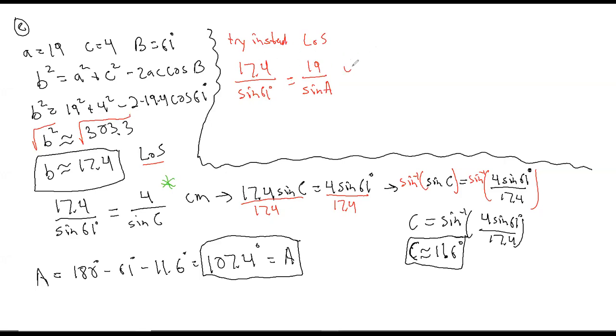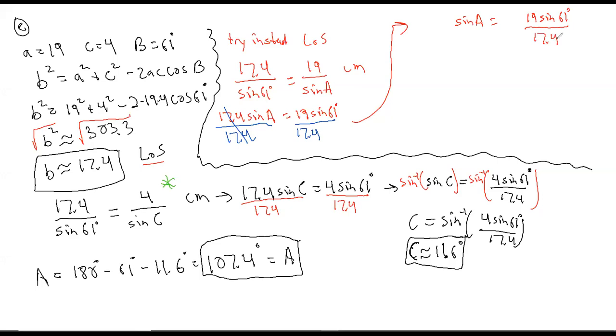So we cross multiply, which will give us 17.4 sine of A equals 19 sine of 61 degrees. Then we do our division, divide by the 17.4. Well, that seems coincidental, so that they cancel there. So sine of A equals 19 sine of 61 degrees over 17.4. Let's take our inverse sine of both sides. And that'll tell us that A is the inverse sine of 19 times the sine of 61 degrees, all over 17.4.